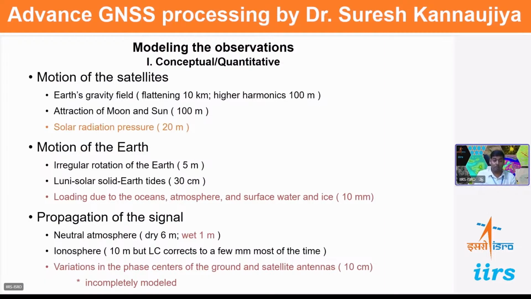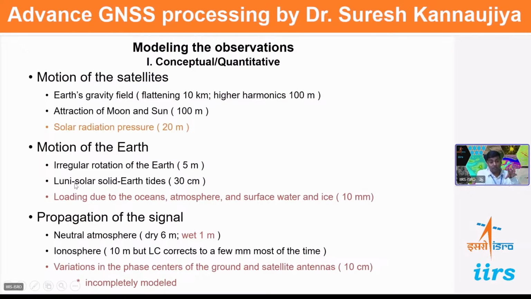And what happens is that for some of the error budget, we are not able to get a very accurate model. There are different models like Earth gravity field, attraction of the sun and moon on the satellites, irregular rotation of the Earth, lunisolar solid Earth tides, neutral atmosphere, and ionosphere. These we are able to model accurately through long-period data. This defines the motion of the satellites, the motion of the Earth, and the propagation, and this is how it affects the data.